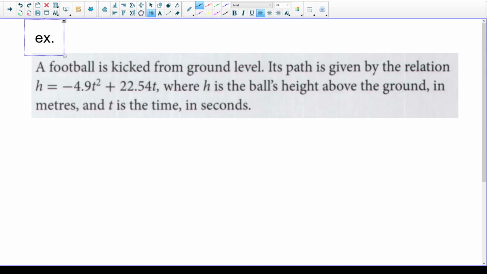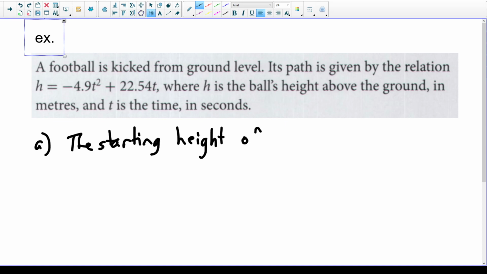Let's look at another example. This one is more of a physics example. A football is kicked from ground level. Its path is given by the relation h is equal to negative 4.9 t squared plus 22.54 t, where h is the ball's height above the ground in meters and t is the time in seconds. So what I'm going to ask you to do here is find a few things. I'd like you first of all to find the starting height of the ball.